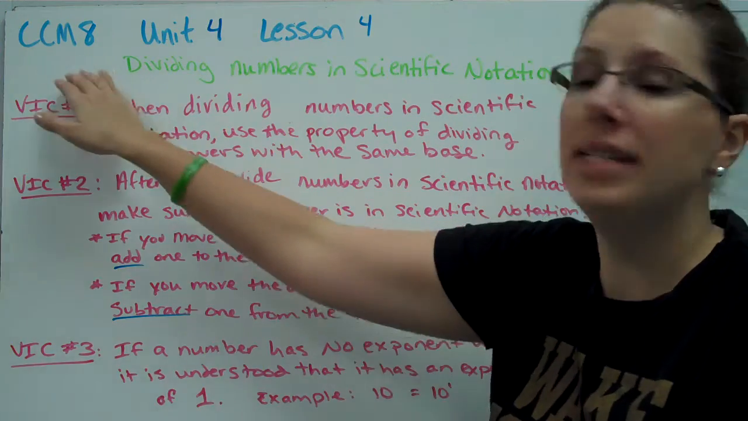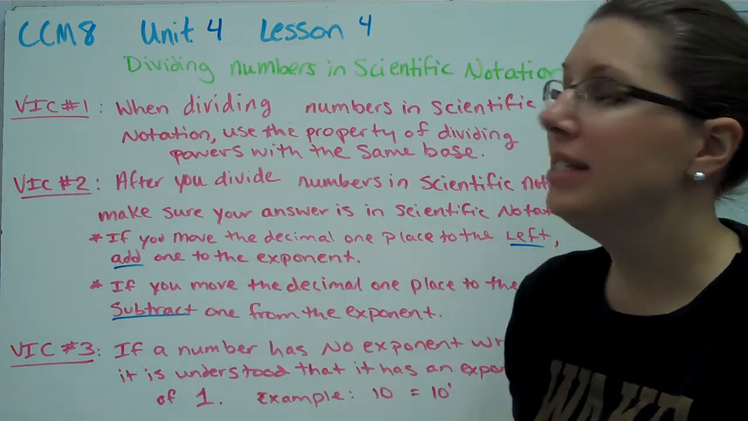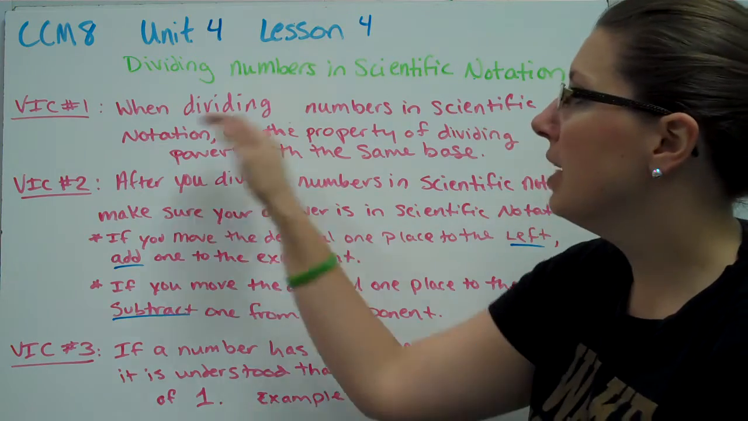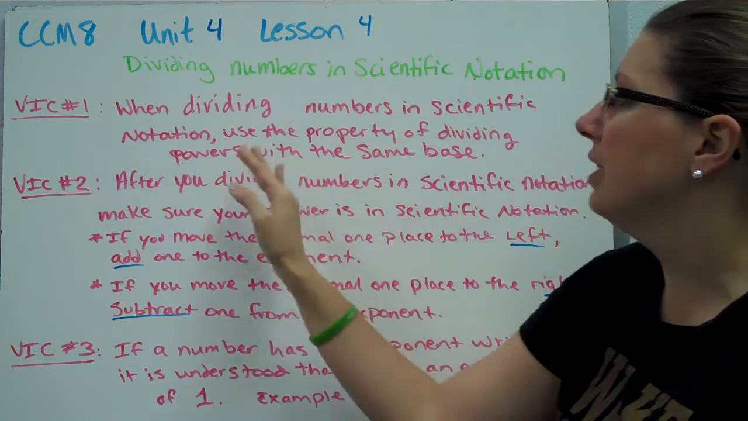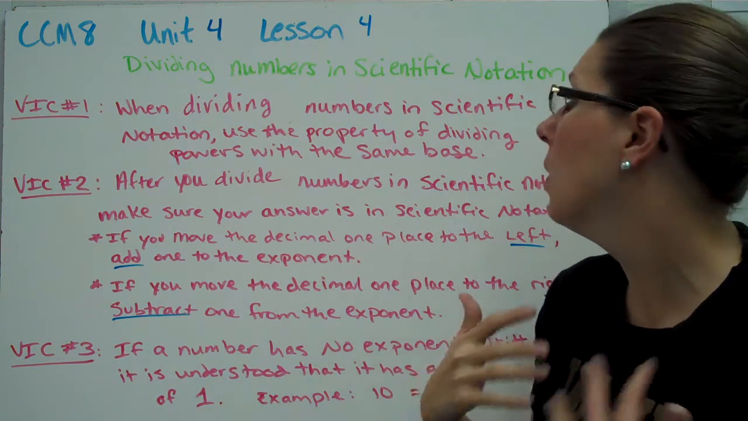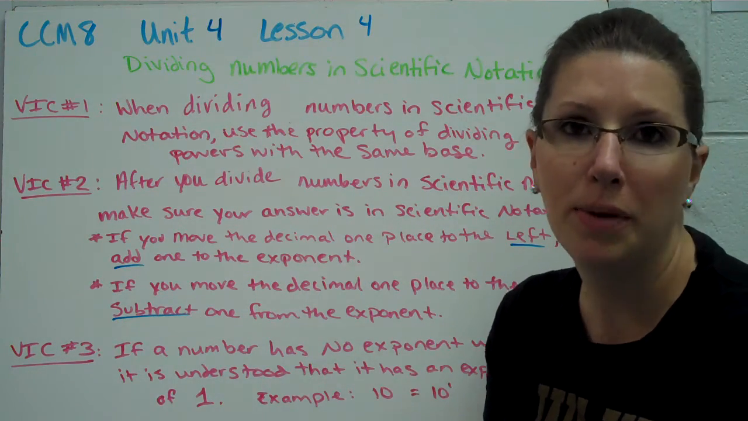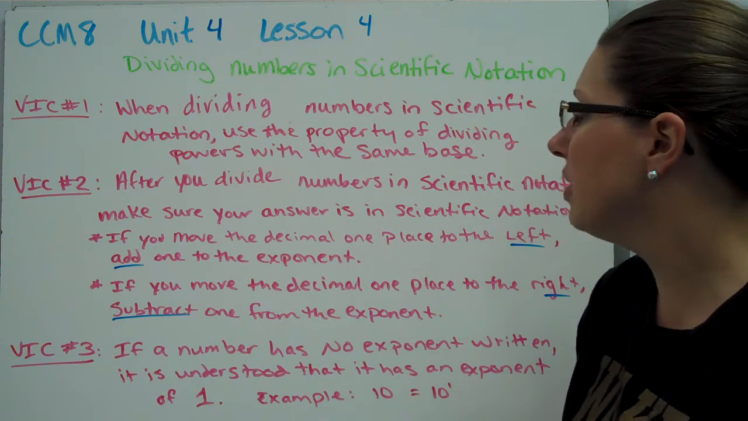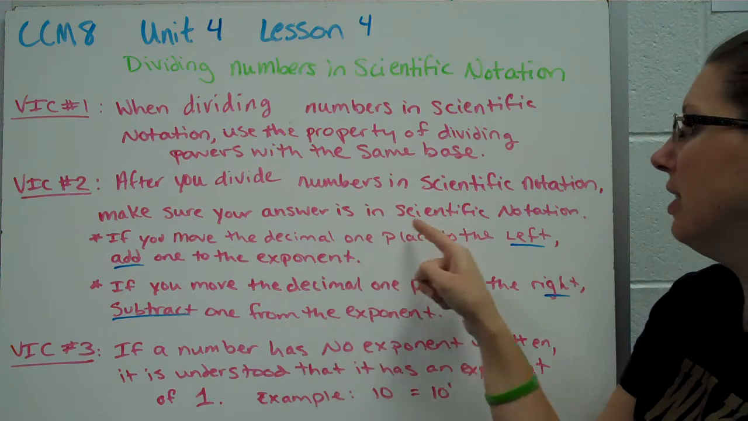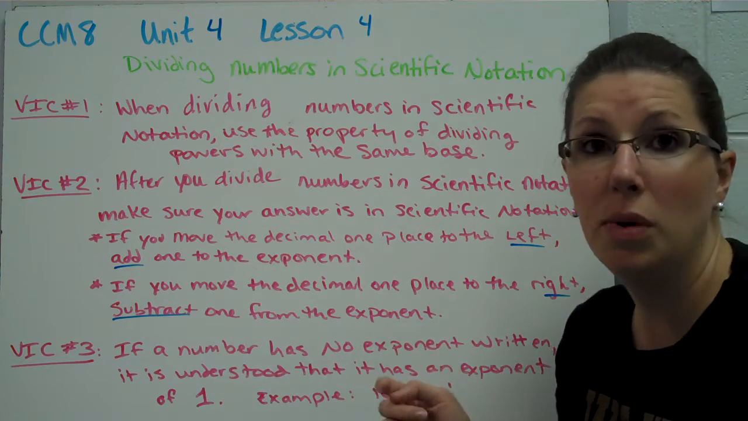Today we're talking about CCM8, Unit 4, Lesson 4, Dividing Numbers in Scientific Notation. Some things to remember. When dividing numbers in scientific notation, use the property of dividing powers with the same base. Use those exponent rules that you learned. After you divide the numbers in scientific notation, make sure your answer is in scientific notation. This is what you do.